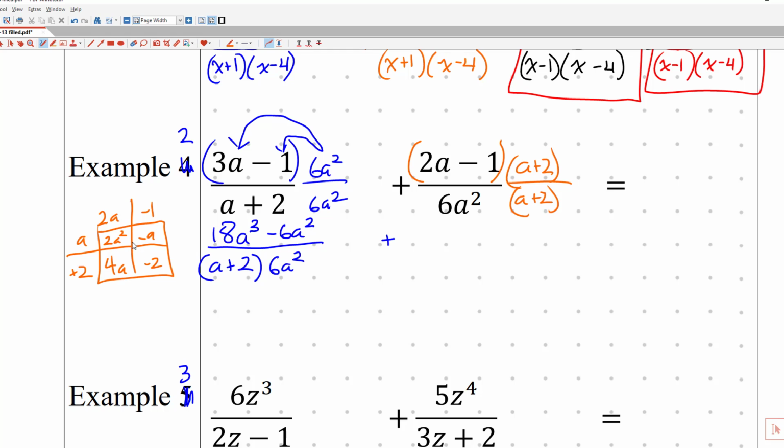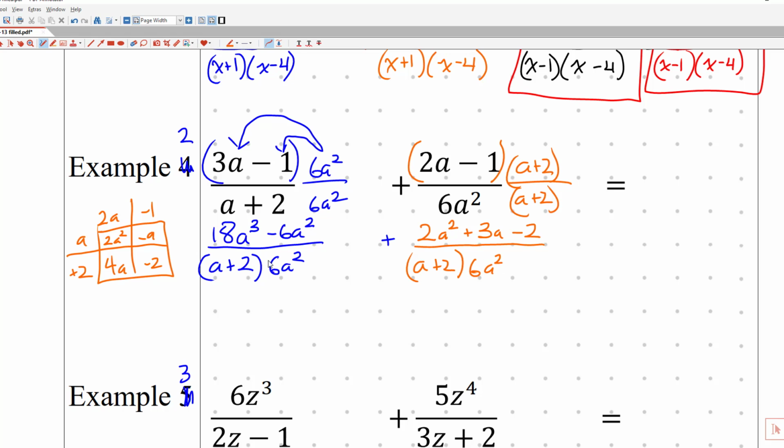When I add all these together, I get 2a squared. And notice that these diagonals are like terms. So I have 4 a's, and then I subtract one of those a's. So I have a total of 3 a's. So plus 3a. And then finally, minus 2. Notice the denominator. I'm going to kind of switch them a little bit. I'm going to do the a plus 2 first, just so it looks the same as the other ones. So it's going to be a plus 2 times 6a squared.